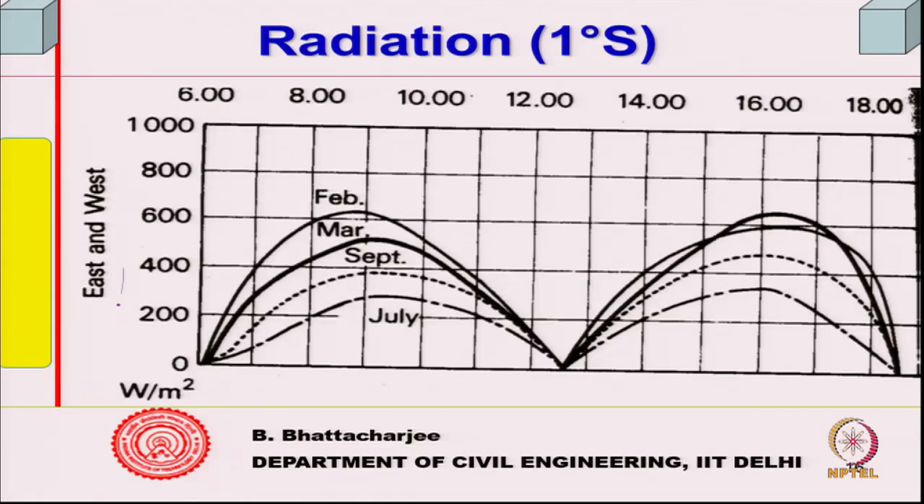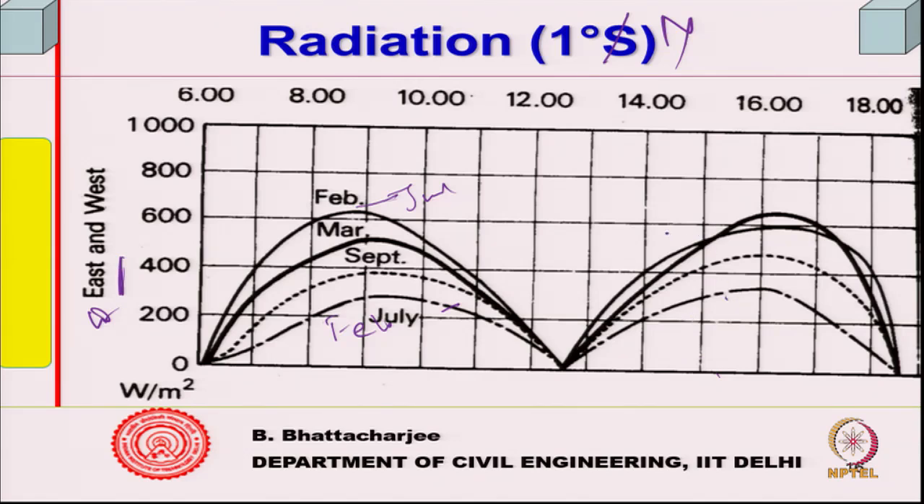Now, east and west surface, this will just get changed to west. For east and west in the morning you get it always. So, this you get in July, this is in February for 1 degree south. If I make it 1 degree north, these months will change: this will become February, this will become July, and this surface, east and west, will remain the same, west will remain the same, but only the months will change.